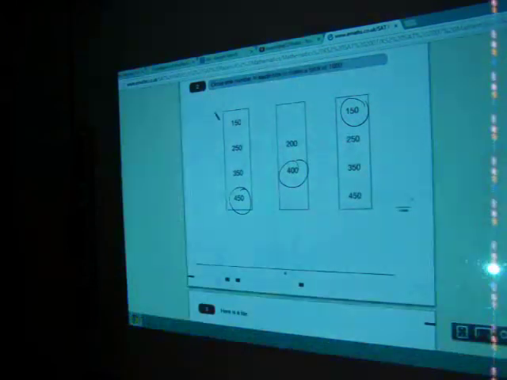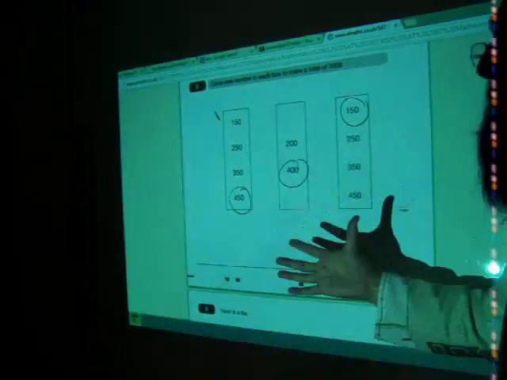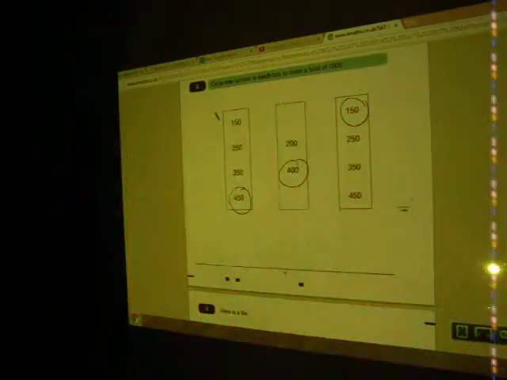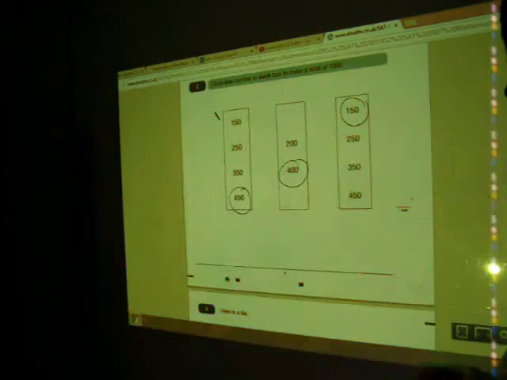Circle one number in each box to make a total of 1,000. That's just one possible answer. Are you happy with that, Noor? You got that? Sure? Good, alhamdulillah. Noor's got it right as well.